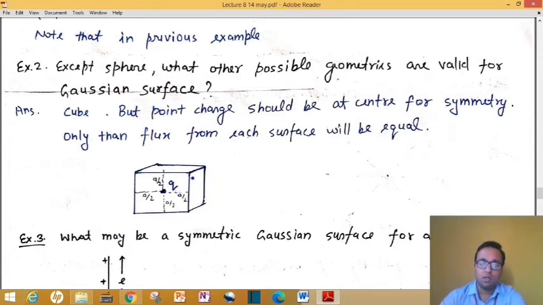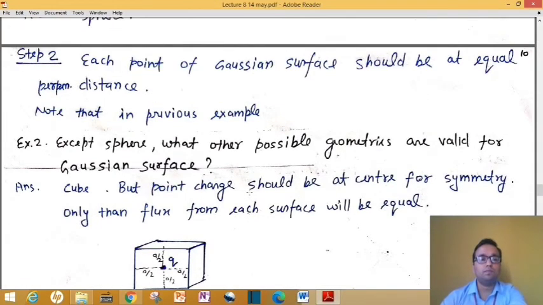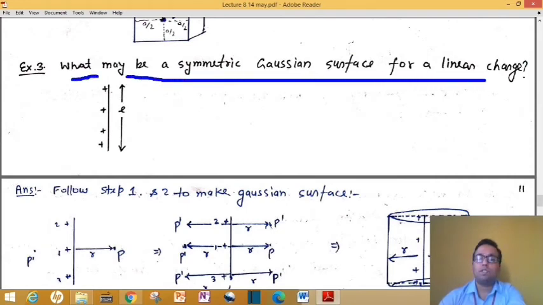Now you will say, sir, this dotted point is not at a distance A by 2. It looks like more. Obviously you are right, it is more, but still we say it is a Gaussian surface. Why? Because you have to focus on step number 2, this word perpendicular distance.